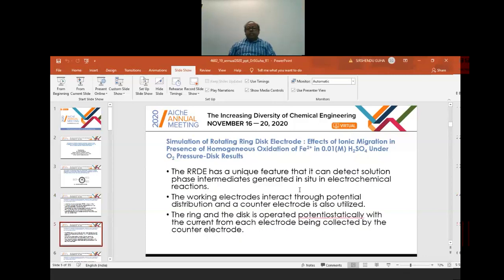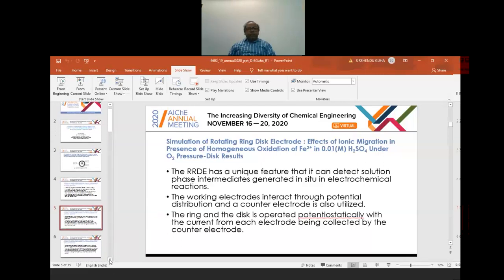RRDE has a very unique feature that it can detect solution phase intermediates generated in situ in the electrochemical reactions. The working electrodes interact through potential distribution. The counter electrode is utilized. The ring and the disc are operated potentiostatically with the current from each electrode being collected by the counter electrode. So the disc and the ring can be operated together, current being collected by the counter electrode. The disc potential and the ring potential are measured against a reference electrode.